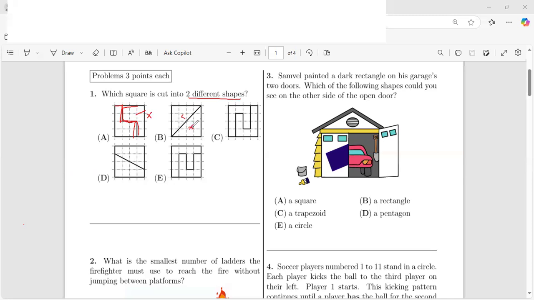This is again the same shape, not my answer. This shape and this shape are again similar, not my answer. This and this are also similar. So this is different because this shape is like this and the other shape is somewhat like this. So these are different shapes. The answer for question number 1 is option E. So let's move on.